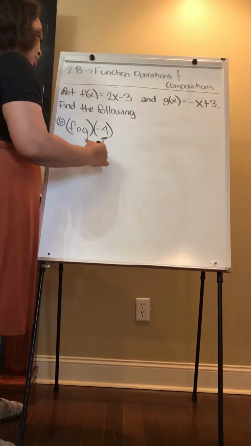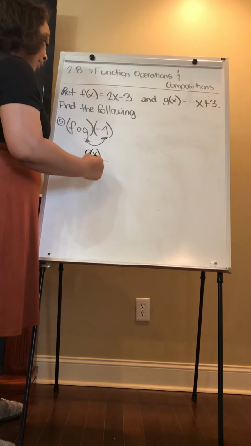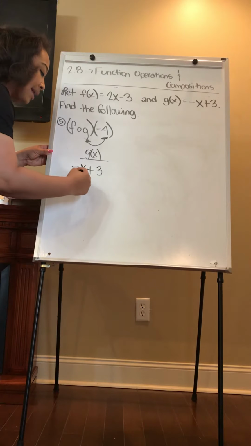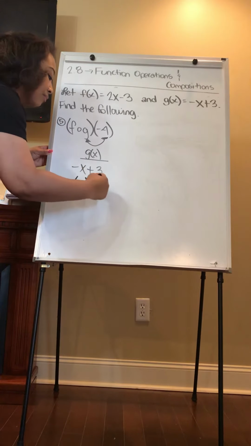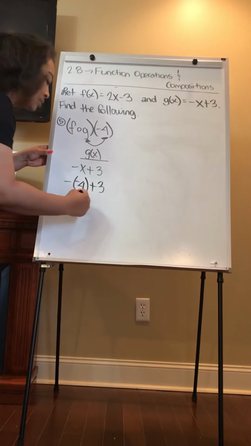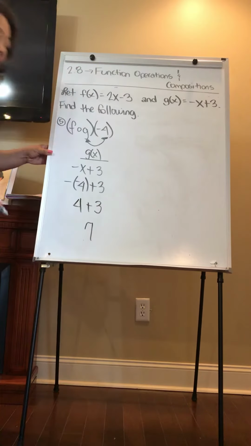So you're going to go to g's function, which is negative x plus 3. In the place of x, now watch your signs. That negative's on the outside. I'm putting my negative 4 in parentheses. Those two negatives will make a positive. So that's a positive 4 plus 3, which is 7.